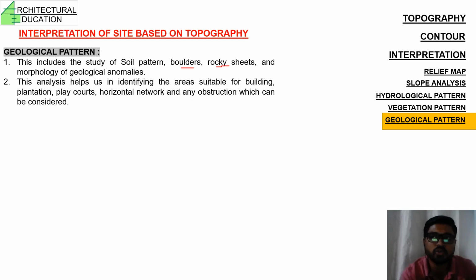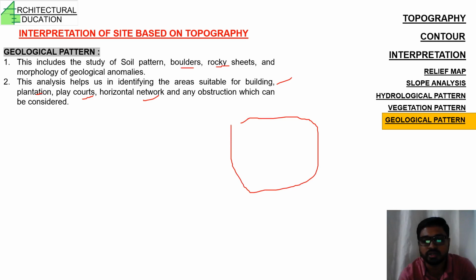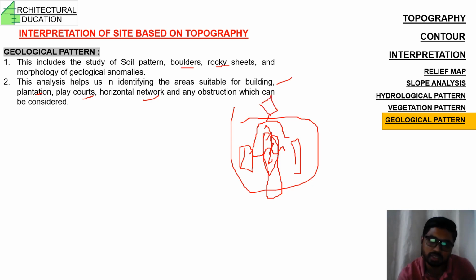So when we compose all these things, we can find out the buildable and non-buildable spaces. This helps us in identifying not only the buildings but also where the plantation could be, where the play courts, horizontal network, or any obstruction can be considered. Suppose you are designing over here, this is your site, this is one block and this is another block, and you find that there is a rocky sheet in between, so you can actually provide a nice movement over here. But if you find that there is a boulder in between, you have to take a turn over here, so you might relocate the building once you know, but until you know this, it will be slightly difficult.